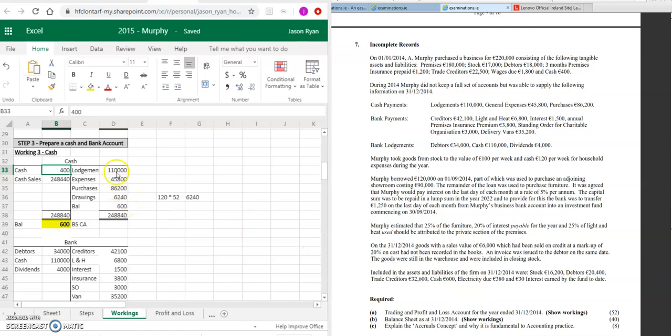So you're going to add up all your figures on the credit side, which will give you 248,840. We got 400 on the debit side, so you're going to take that away from the 248,840, and that's going to give you your cash sales then of 248,440. And remember, that's going to be used to help us to calculate our total sales.